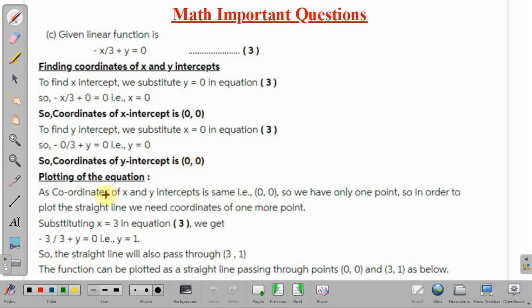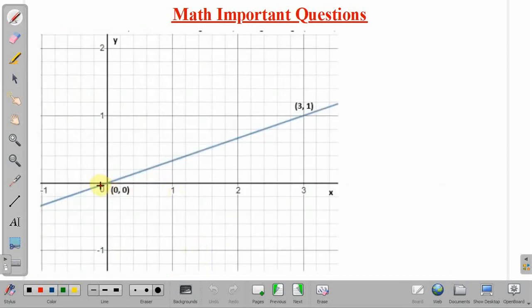So substituting x equal to 3 in equation 3, this is our equation 3. When we substitute x equal to 3, we will get minus 3 by 3 plus y equal to 0, or y equal to 1. So this line will also pass through (3, 1). Now we have two points. The first point is (0, 0), another point is (3, 1). So this can be plotted as a straight line passing through (0, 0) and (3, 1), and the plot will be like this one. See, this is the first point (0, 0) and the second point is (3, 1). So this is the graph of the given function.